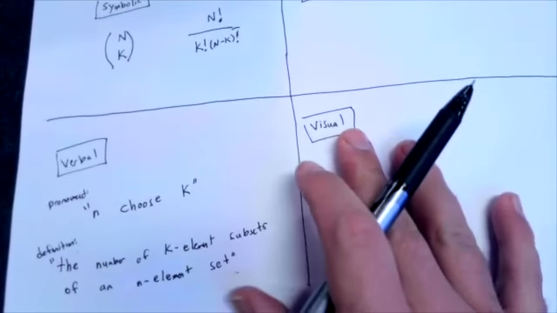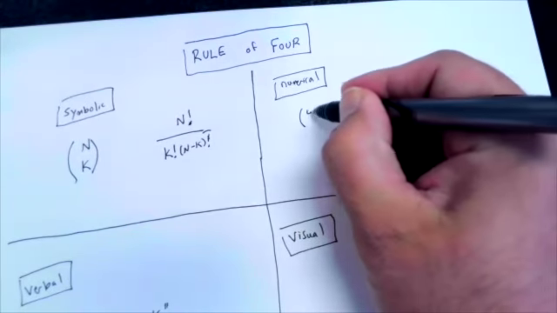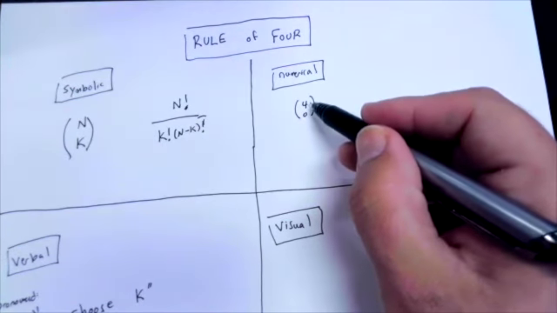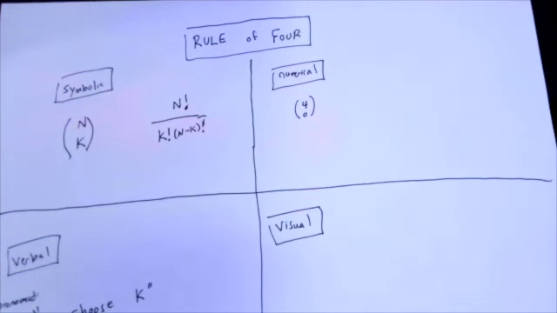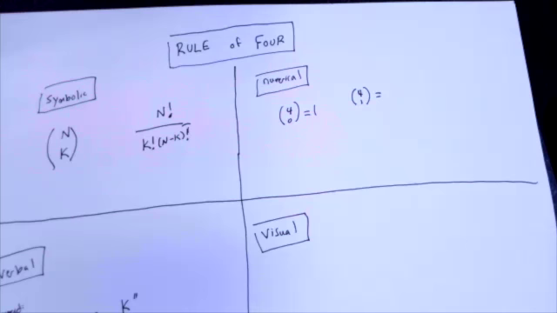So using the definition that this is the number of k element subsets of an n element set, what is 4 choose 0? How many 0 element subsets does a 4 element set have? 1, the empty set. There's one subset that doesn't have any elements always. What about 4 choose 1? Yeah, there's 4 elements. Pick one.